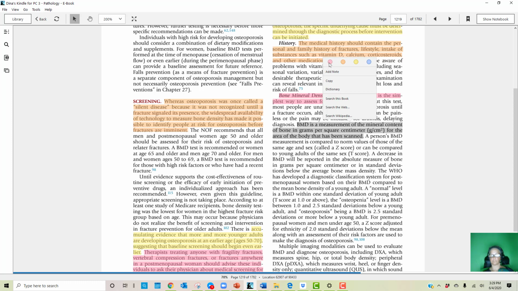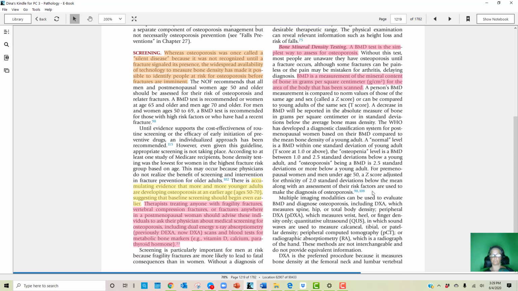A person's BMD measurement is compared to norm values of those of the same age and sex, called a Z-score, or can be compared to young adults of the same sex, the T-score. A decrease in BMD will be reported in the absolute measure of bone in grams per square centimeter or in standard deviations below the average bone mass density.